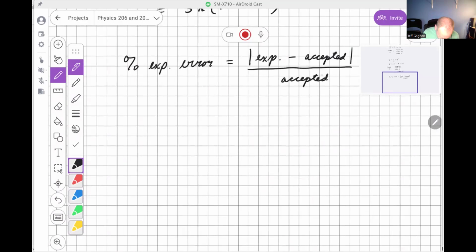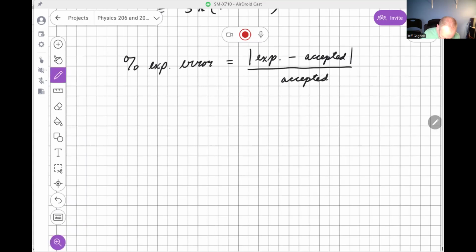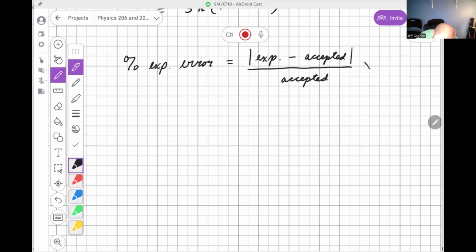And then if I multiply by 100, that will convert that ratio into a percent. So it's experimental minus accepted divided by the accepted or predicted or gold standard times 100.